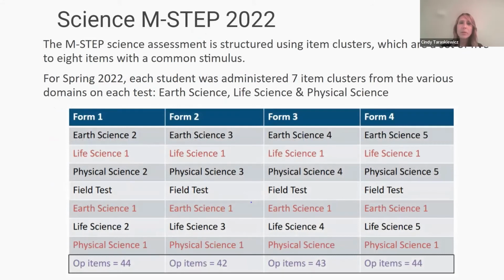This just shows the item clusters, which they are using. They have different domains. There are a set of 5 to 8 items with a common stimulus. So in 2022, each student was administered 7 item clusters from the various domains on each test. And that was random. So you could see they sent out 4 different forms to schools, and then they had the different item clusters for each different form. But those domains are earth, life, and physical science. Those are the domains that they focus on with the science test.